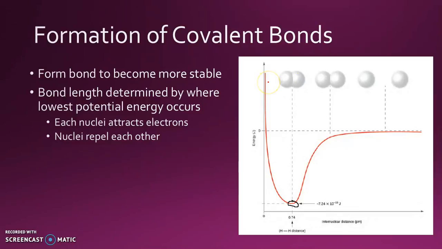If they were to get even closer together, then the nuclei would be repelling each other more than they're attracting the electrons, and that would require a lot of energy to stay that way. If they move farther apart, well, then the nuclei still have a greater attraction for the electrons than they have repulsion for each other.